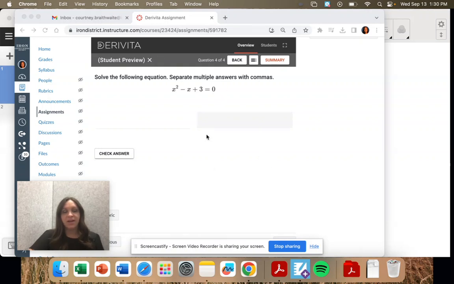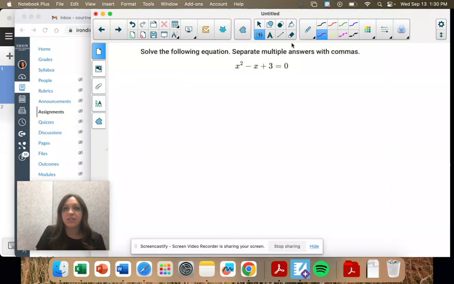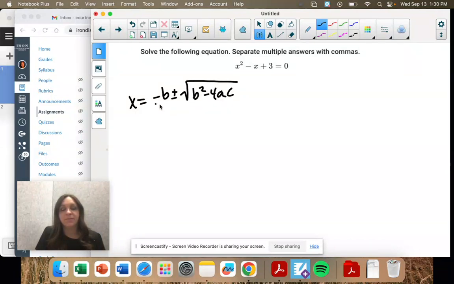All right, we have one of these. It's our last question. So we're solving and we're going to use the quadratic formula. So I'm going to write it. And then we're going to have to use standard form. So ax squared plus bx plus c equals 0.